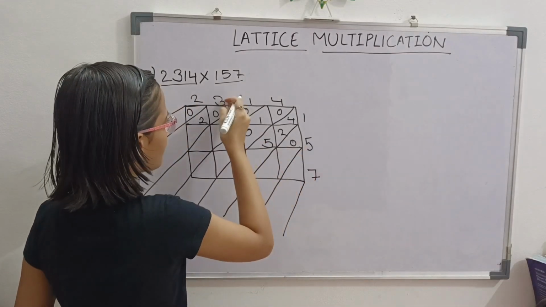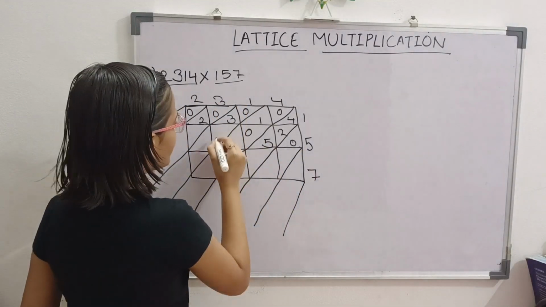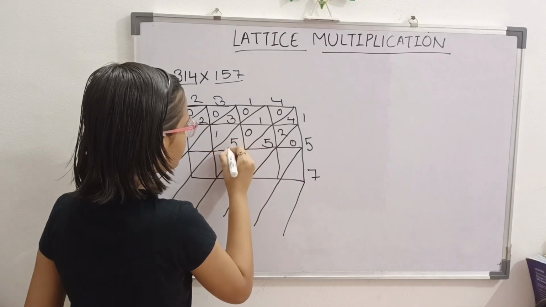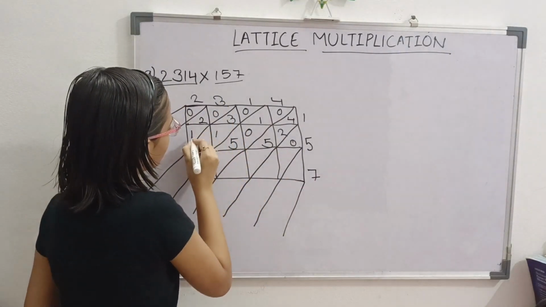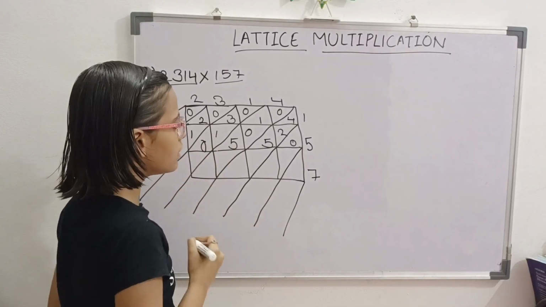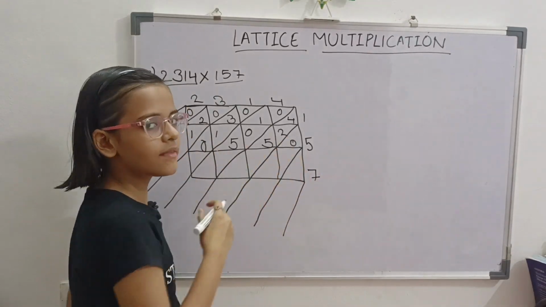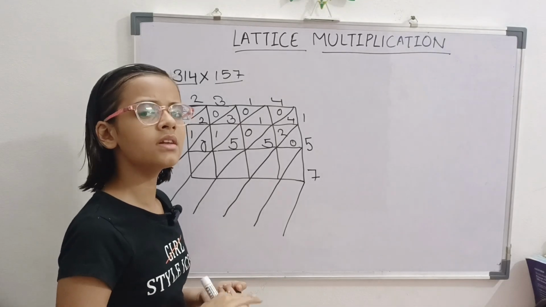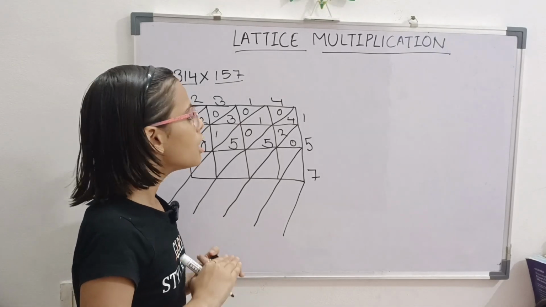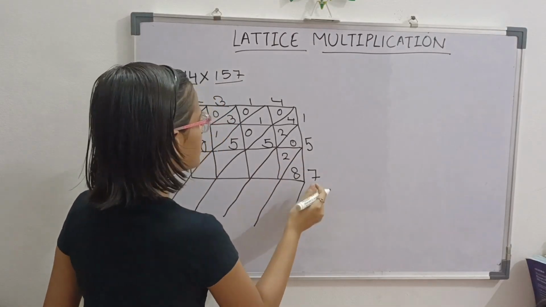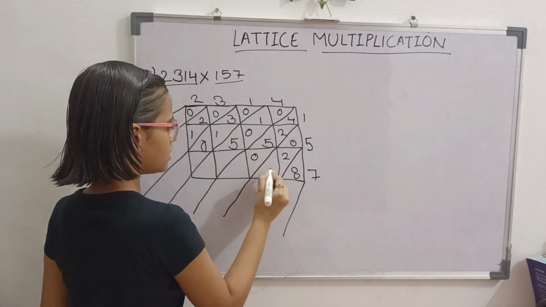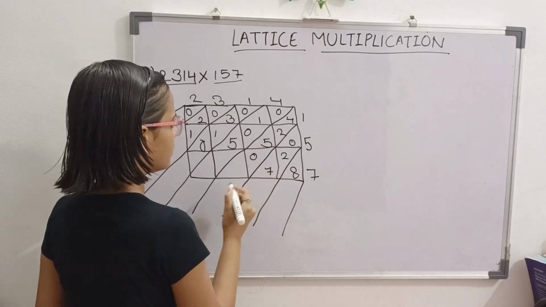Then 5 multiplied by 3 is 15. So we'll write 1 and here 5. 5 multiplied by 2 is 10. So we'll write 1 here and 0 here. 7 fours are 28. So we'll write 2 here and 8 here. 7 ones are 7. So we'll write 0 here and 7 here.